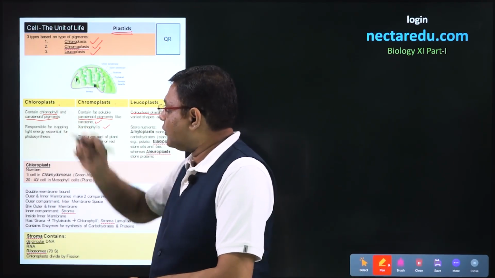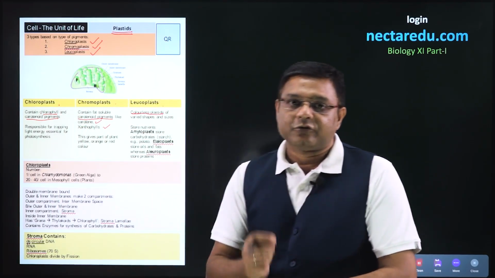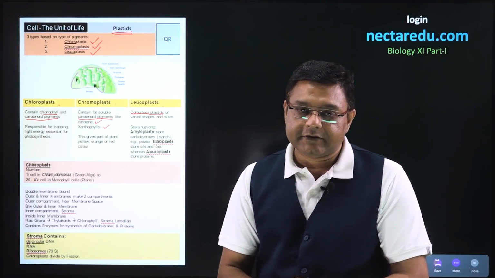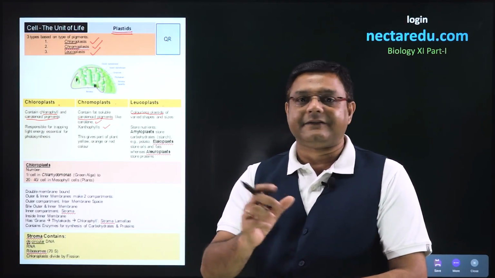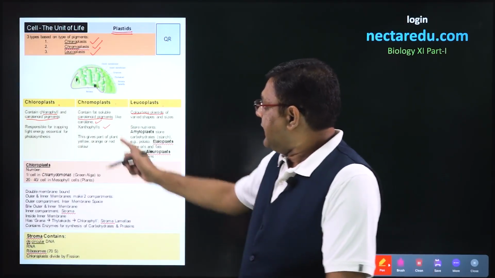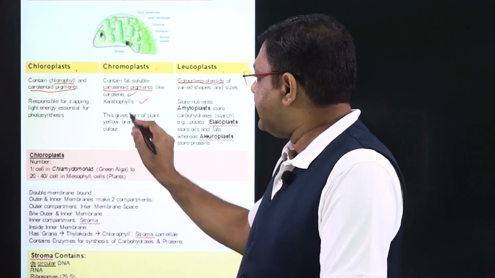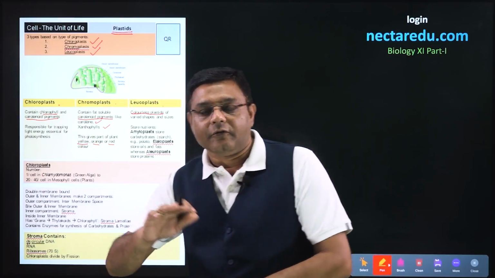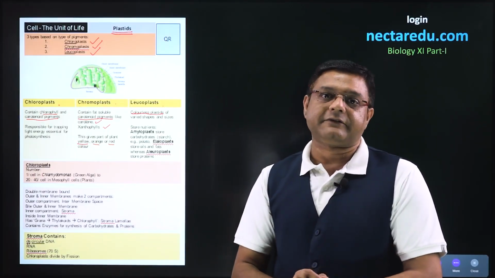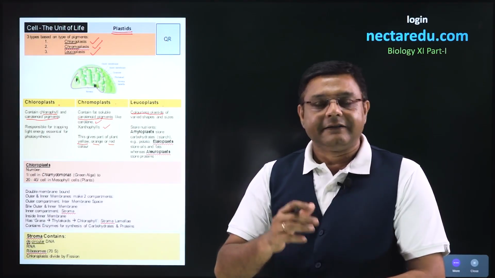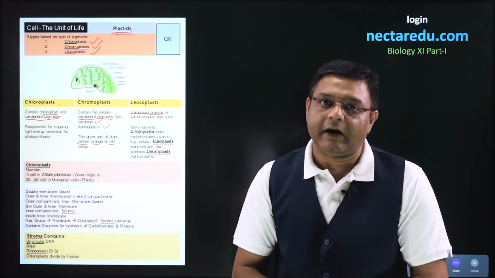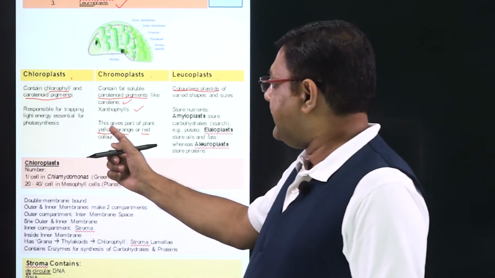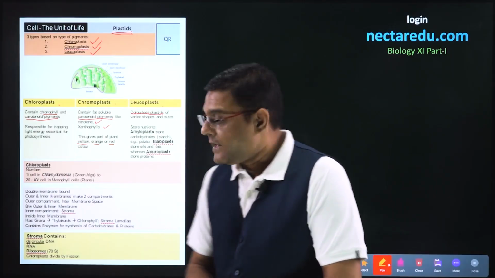Chloroplast has chlorophyll and carotenoid pigments, so its function is photosynthesis. In photosynthesis, it traps the light energy. Chromoplast gives different colors to the plant. Whatever type of chromoplast is present in a part of the plant, the color of that particular part will depend on it. The color can be yellow, orange or red.